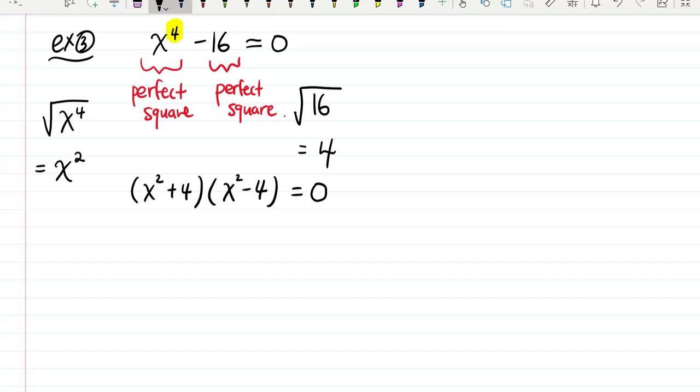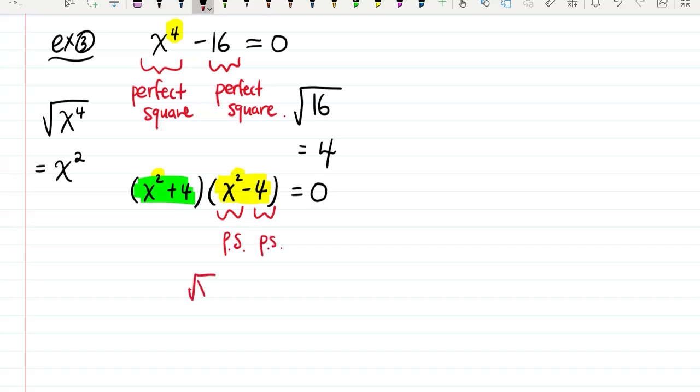Okay, but the exponent is still higher than 1, and that is also an even number exponent. So this one, x squared plus 4, we won't be able to factor for sure because of the addition sign, but this one, maybe. So let's check. X squared is a perfect square. That's good. And 4 is also a perfect square.